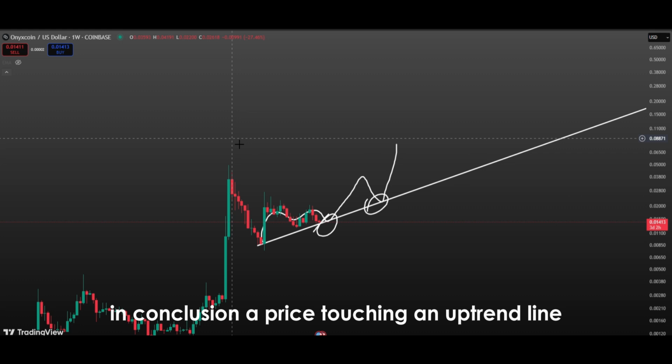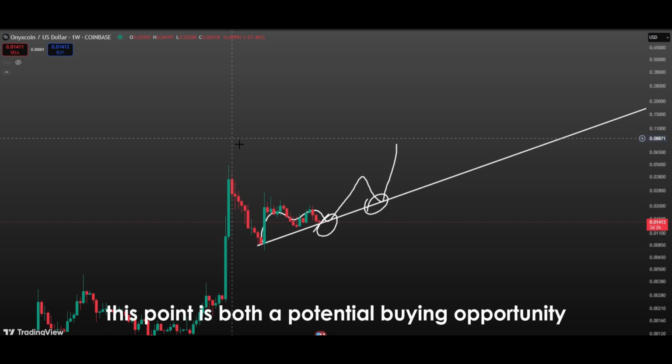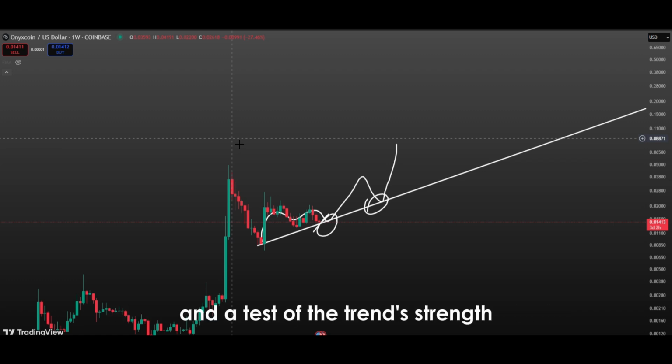In conclusion, a price touching an uptrend line is a highly critical situation in technical analysis. This point is both a potential buying opportunity and a test of the trend's strength.